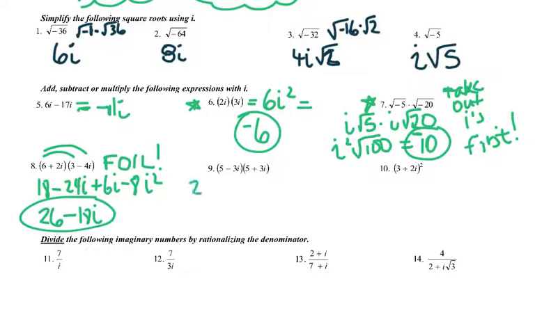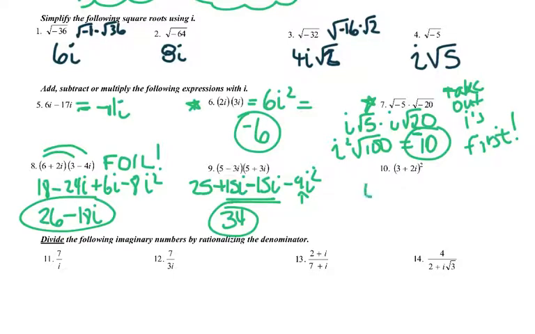Same thing with number 9. Now you could probably see what's going to happen here with the inners and outers. Can you see that? What happens? Yep, they cancel out. Negative 9i squared is the same thing as, right, positive 9. So the final answer there is 34.